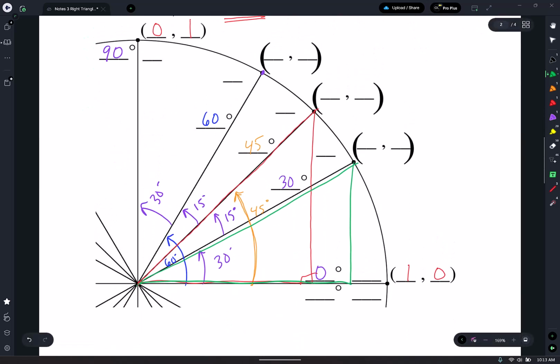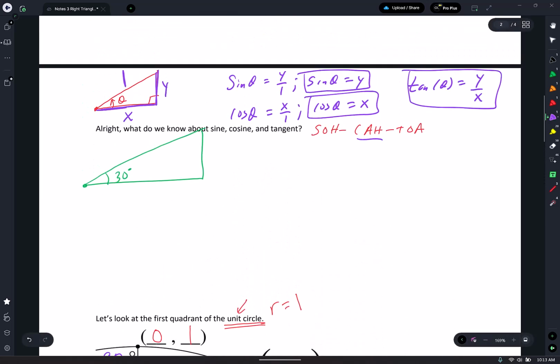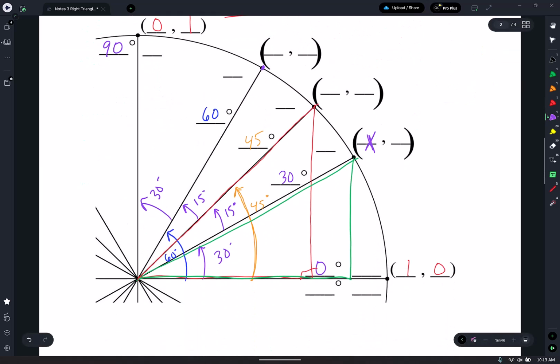Do you agree that the long leg is your x coordinate, the horizontal displacement? Let me come back over here. Let me go to the smart board. Do you agree that this distance from here all the way to here is just some x coordinate? Yes. So put an x there. Don't worry, I'm going to change it to a real value in a little bit.